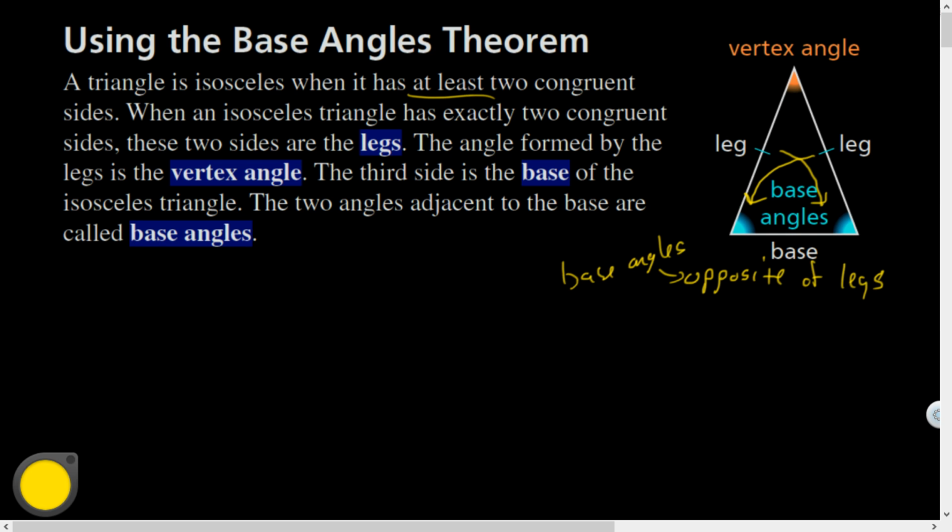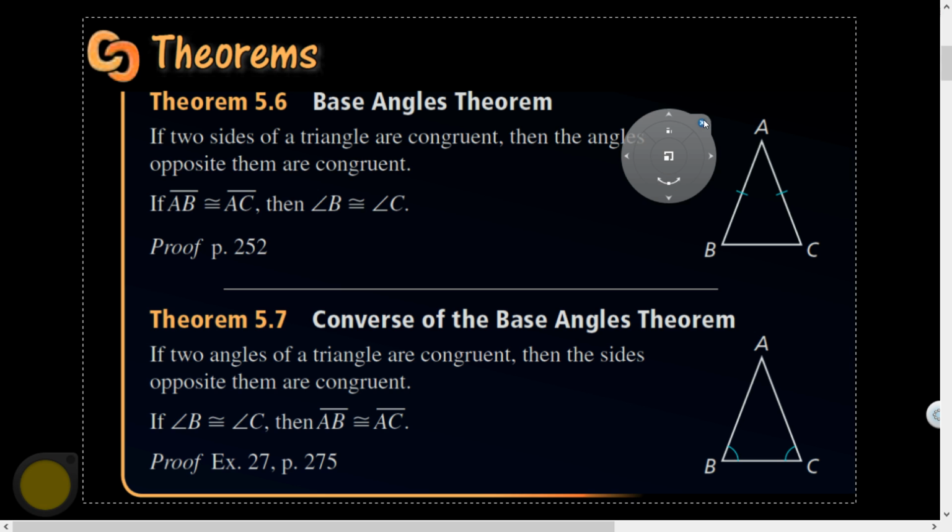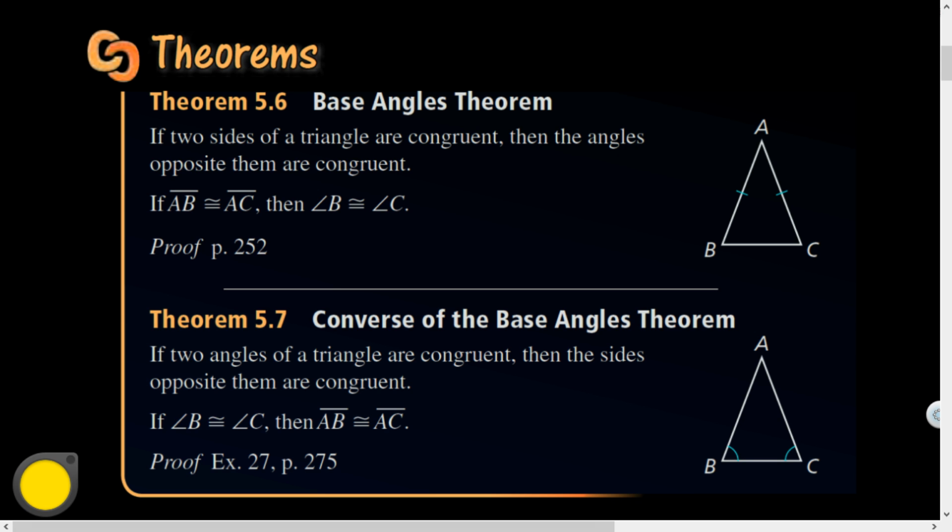It turns out there are some properties we can learn about the base angles with respect to the legs when we have an isosceles triangle. It's called the base angles theorem. It says this: if two sides of a triangle are congruent, then the angles opposite of them are congruent. I usually refer to the converse as the base angles converse.